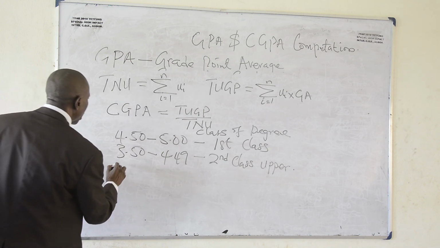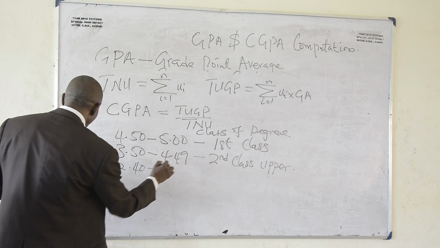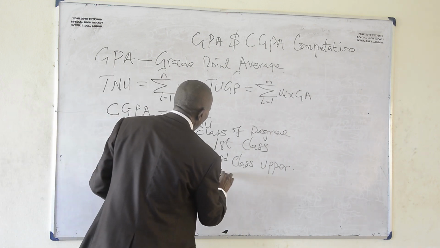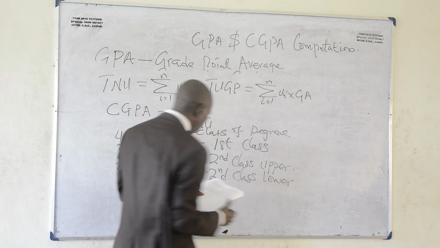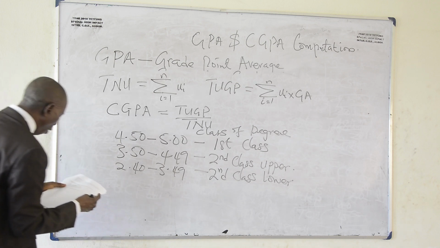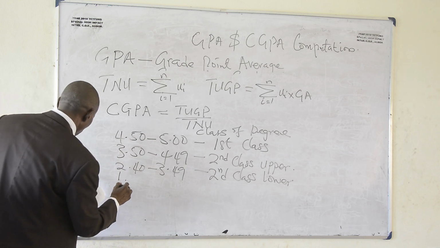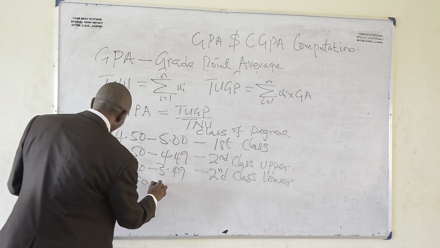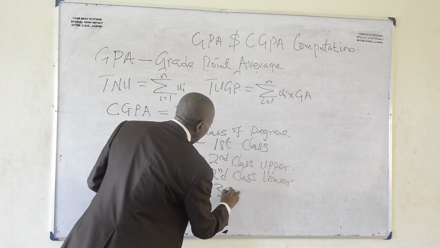And then a CGPA of 2.40 to 3.49 is a second class lower. And then we have a CGPA of 1.50 to 2.39. This is a third class.